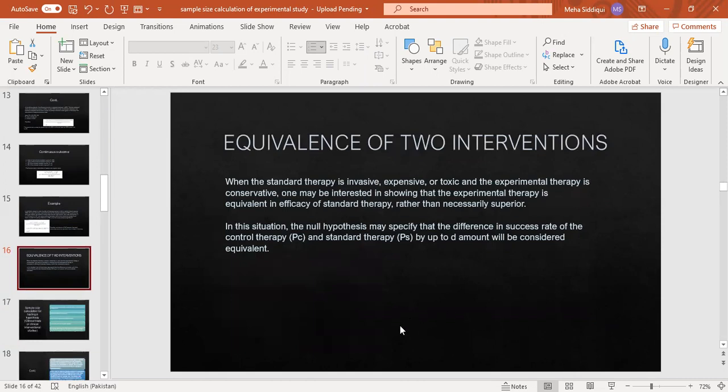When the standard therapy is invasive, expensive, or toxic, and the experimental therapy is conservative, one may be interested in showing that the experimental therapy is equivalent in efficacy to the standard therapy rather than necessarily superior. In this situation, the null hypothesis may specify that a difference in success rate of the control therapy and experimental therapy up to D amount will be considered equivalent.